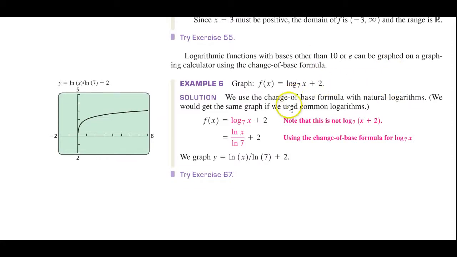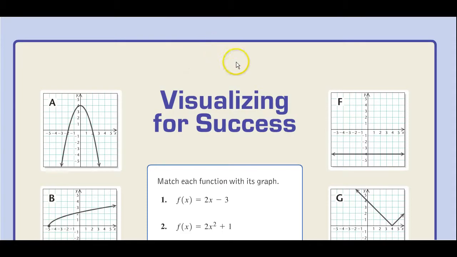Now, here we're graphing log base 7 of x plus 2. So again, the plus 2 raises it up somewhat. And keep in mind the plus 2 is out all by itself. So when you graph this, again, it looks like this. And again, sketch it, put it in your notes.